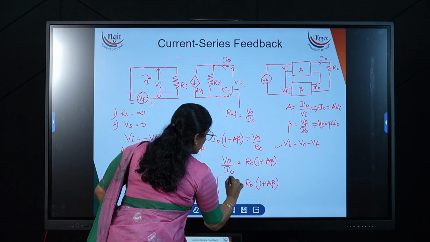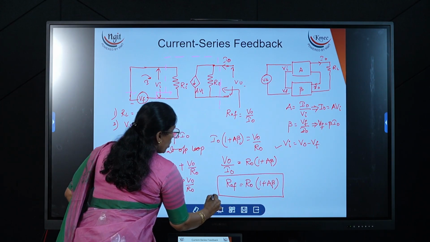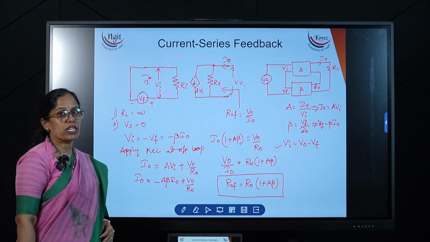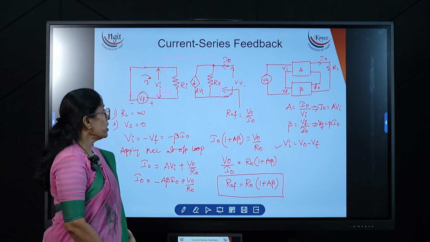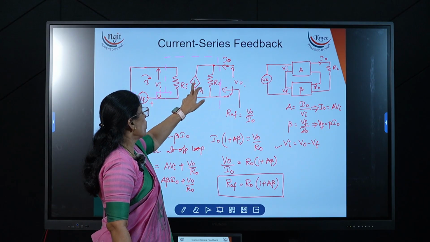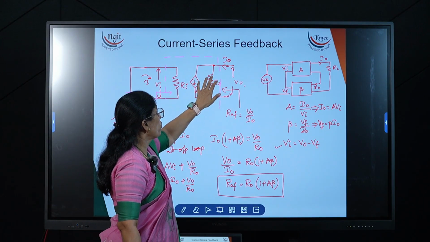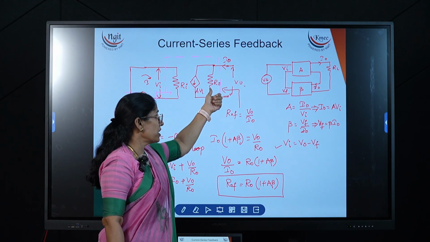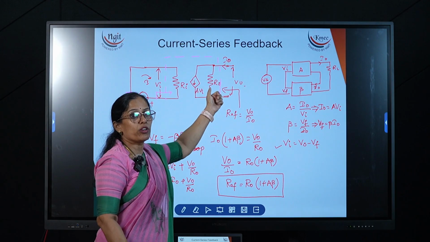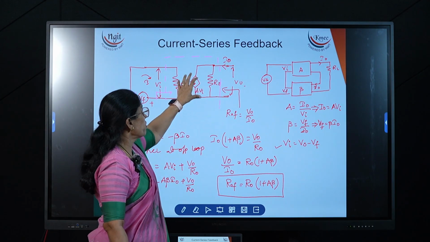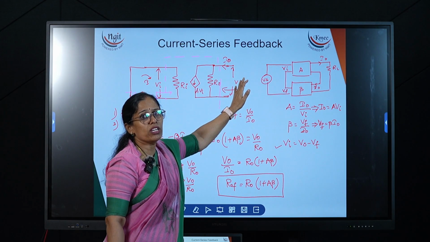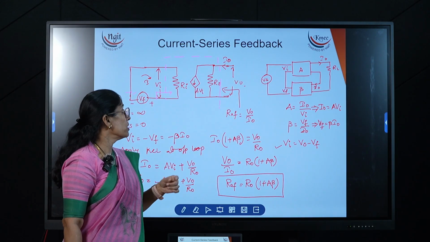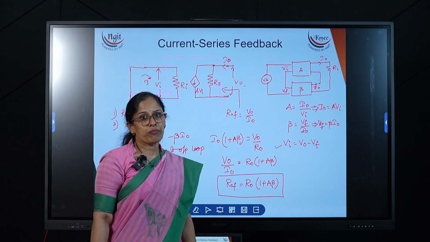With this, what we understood is that the output resistance is further increased by 1 plus A beta times with negative feedback. Now what happens if it is increased? Whatever the current is there will not flow through the internal resistance, it will flow through the load. The higher the internal resistance, the lower the current through it, so whatever current is there is completely applied to the load. Now this is the effect of negative feedback in a current series feedback. Thank you.